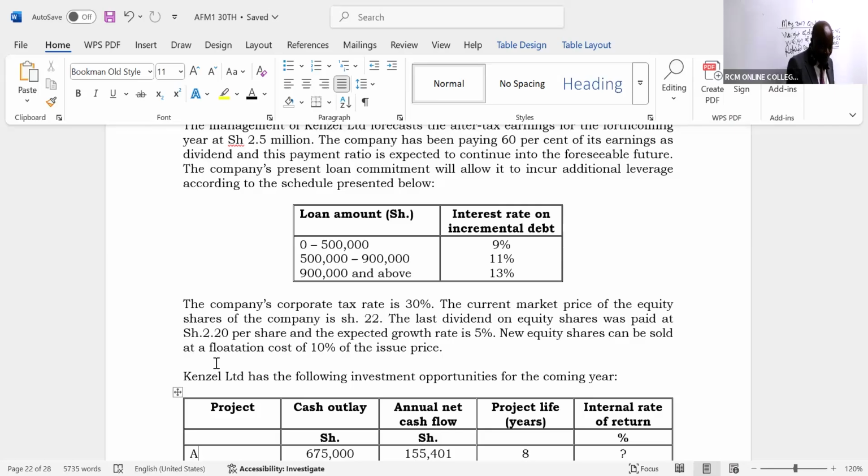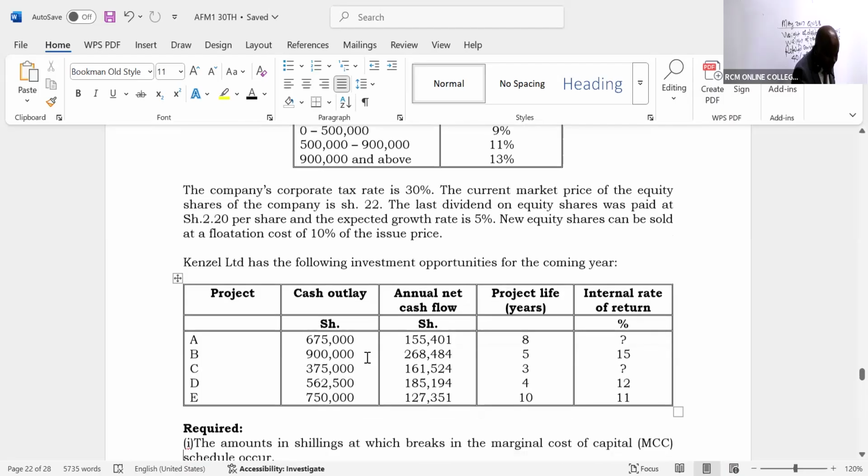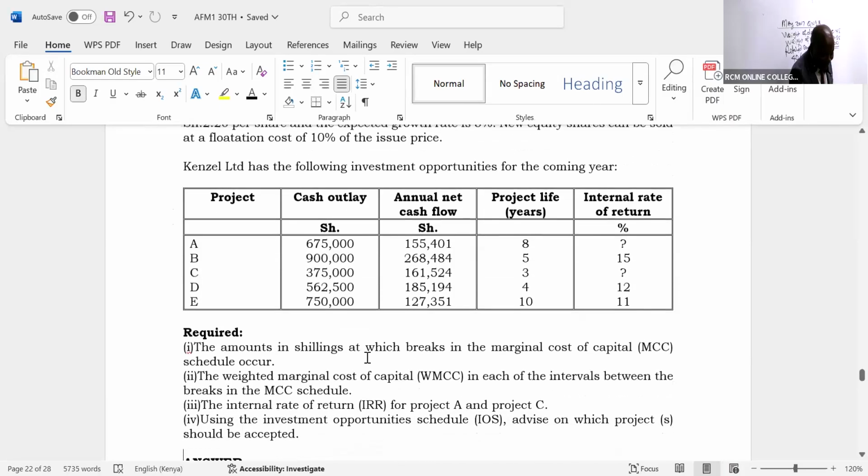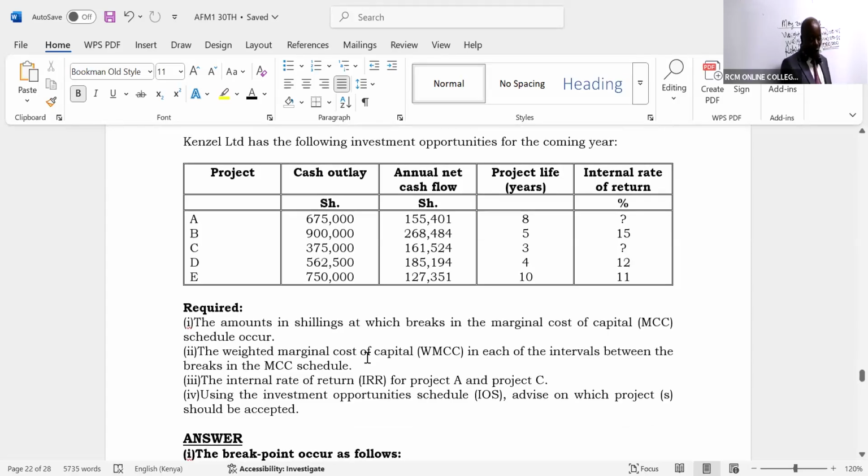So Kenzel Limited has the following investment opportunities for the coming year. By the time a student is reading that question up to there, they start imagining, is this financial management or is it home science? It doesn't make sense, right? Required, but we shall be able to break it down slowly. Required, they want us to give them the amount in shillings at which breaks in the marginal cost of capital schedule occur. So what are they asking us to give them in this question? At which breaks? So they're asking us, ladies and gentlemen, to give them breakpoints.